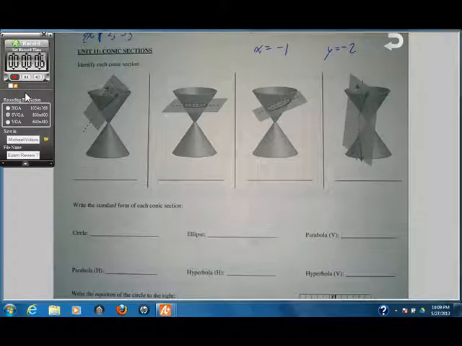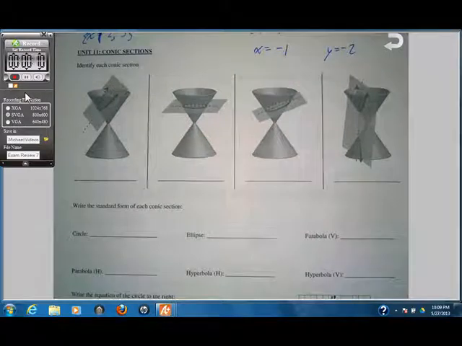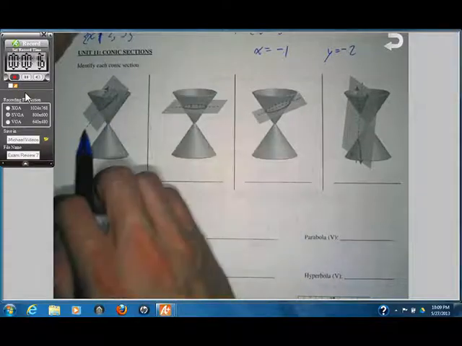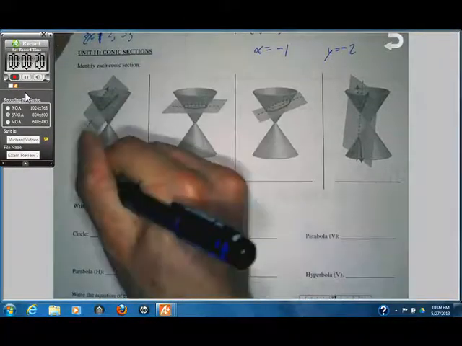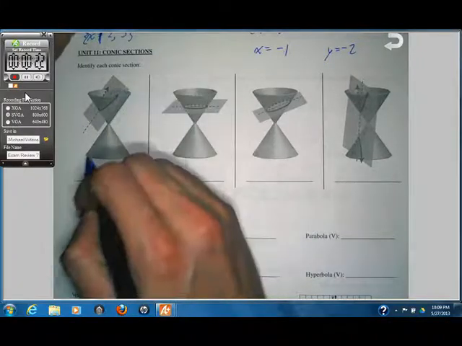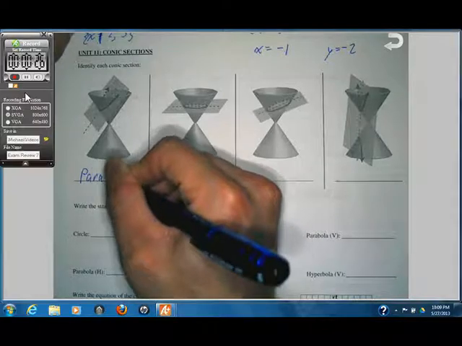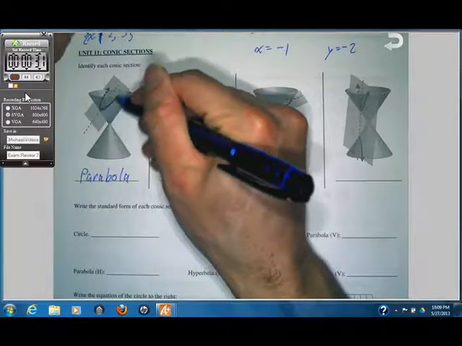So this is what I hope is the last video, and this is on conic sections, which should be a relatively quick review, considering that was the last thing we covered. It's kind of hard to tell because this is all black and white, but this is the cut of a parabola. You can see the parabolic shape here.